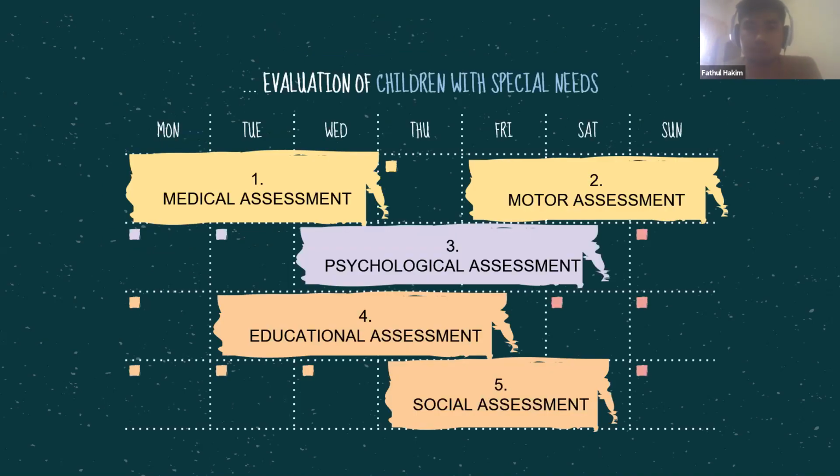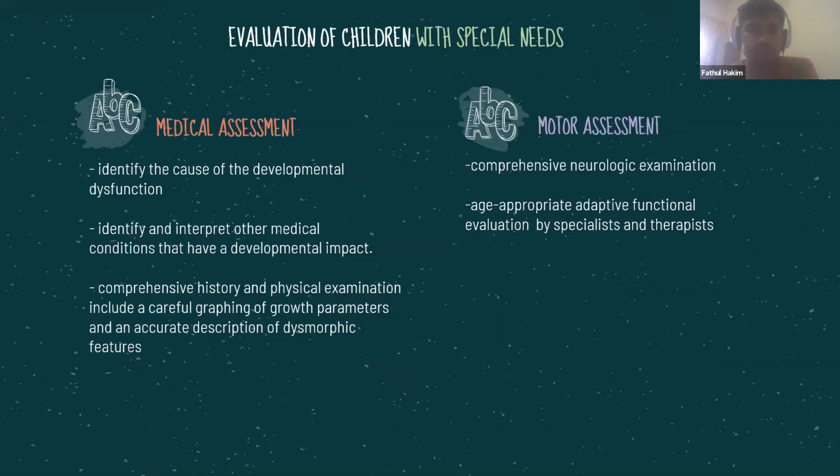So there is evaluation of children with special needs. We have to assess medically, from the motor assessment, psychologically, and there is educational assessment, and last but not least is social assessment. Next. First, we go for medical assessment. We have to know the cause of the developmental dysfunction. So we have to identify and interpret the medical condition.